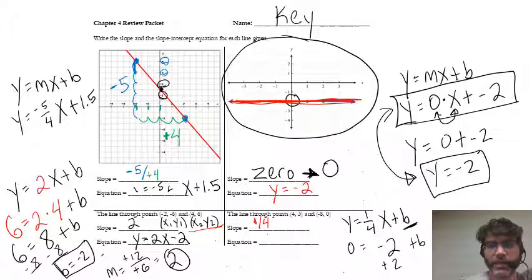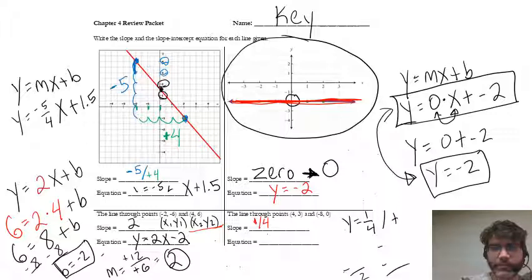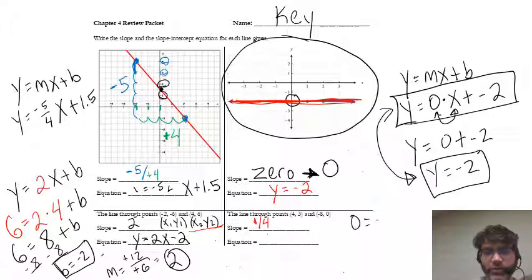I'm going to get b alone, so we'll add 2 to both sides. And then b equals 2, right? So let me do that a little bit neater. 0 equals negative 2 plus b. Okay, just don't have a lot of room here. So we have 0 equals negative 2 plus b. Add 2 to both sides, and you have b equals 2.